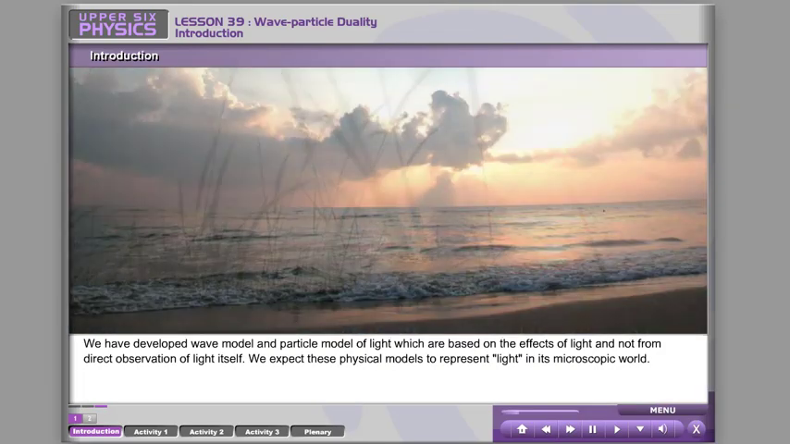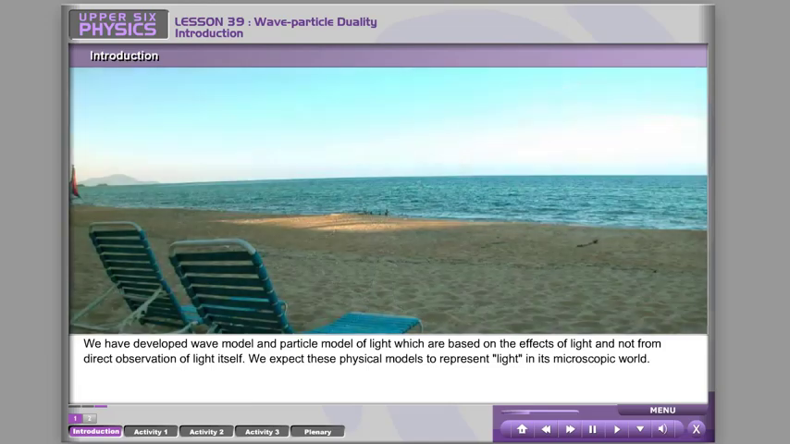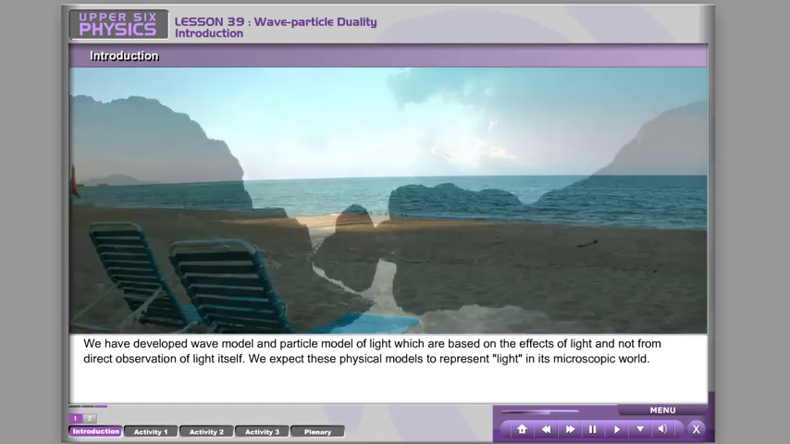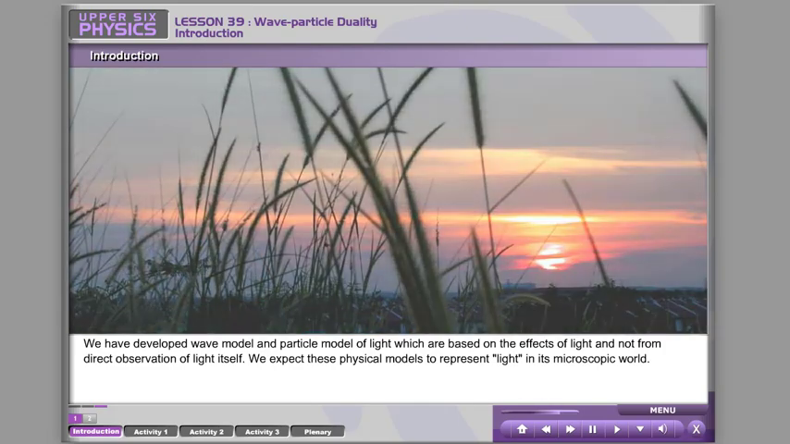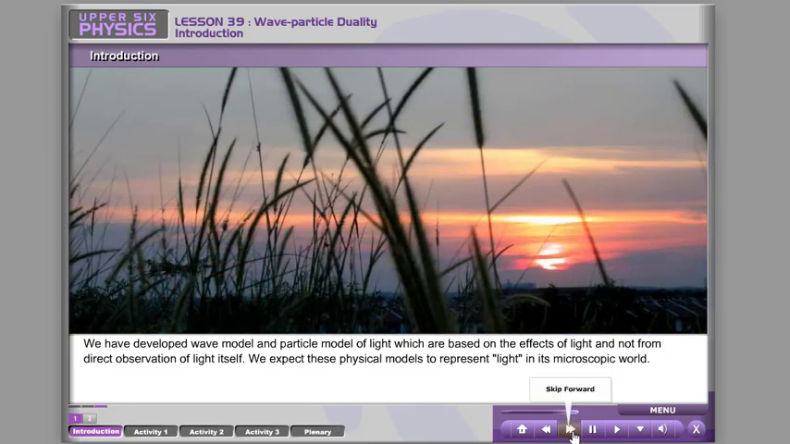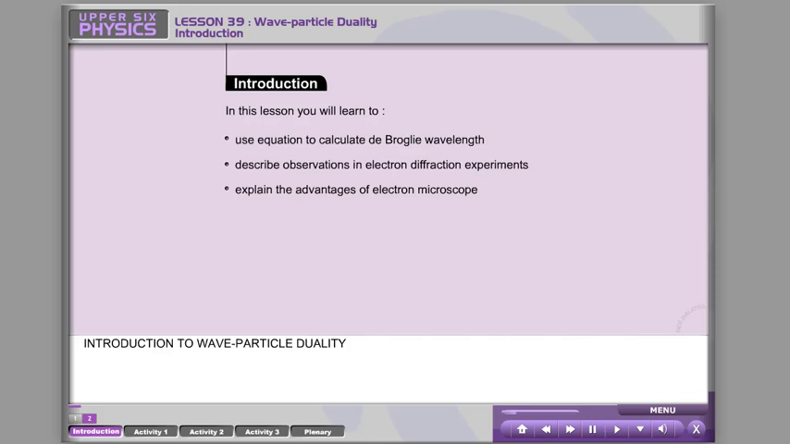We have developed wave model and particle model of light, which are based on the effects of light and not from direct observation of light itself. We expect these physical models to represent light in its microscopic world. Introduction to Wave-Particle Duality. In this lesson, you will learn to use equation to calculate the de Broglie wavelength, describe observations in electron diffraction experiments, and explain the advantages of electron microscope.